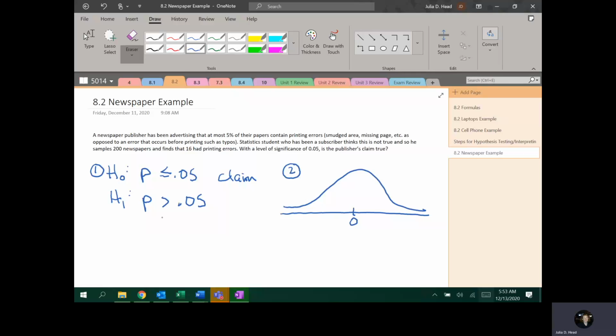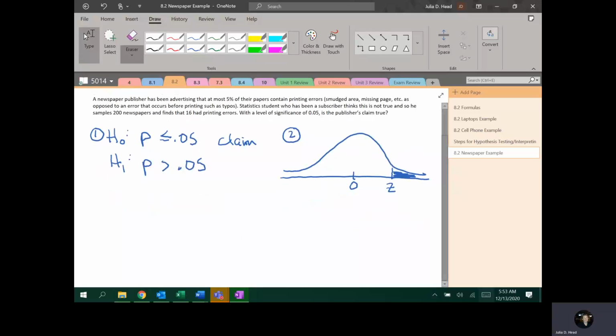And to check which tail it is, look at the alternative. It says p is greater than. So hopefully you recognize that greater than is on the right. Numbers that are greater than are on the right side. So I'll shade the right tail. And then because this is a z-test, I'll label this with a z. If it were a t-test, I'd label it with a t.